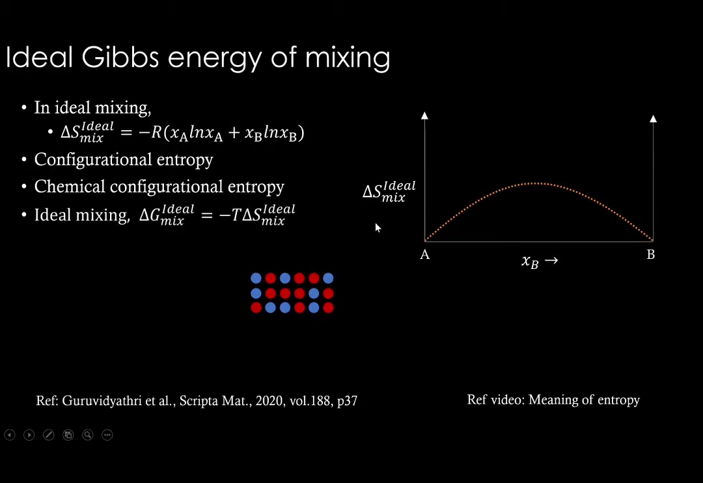What is its contribution to Gibbs energy? When we talk about delta G mix ideal, it is delta H mix ideal minus T delta S mix ideal. The delta H mix anyway is 0 since it is the ideal case. There is no interaction between the elements. So delta G mix is nothing but minus T delta S mix. If delta S mix looks like this, you can imagine how minus T delta S will look. It's going to be a convex shape, the same curve multiplied by T also.